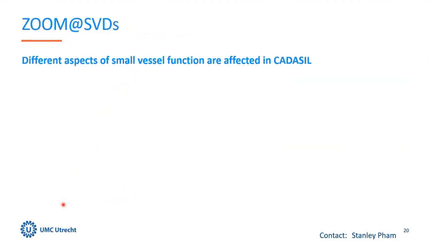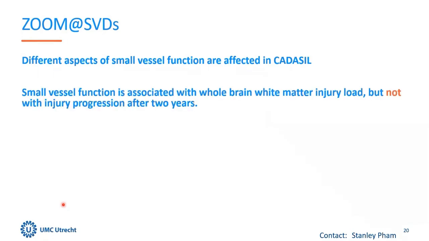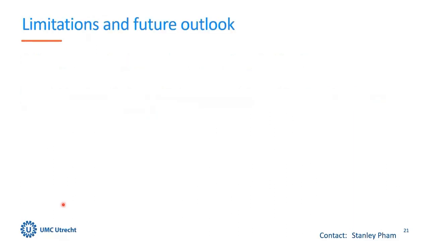To summarize, what we learned so far in the ZOOM study is that different aspects of small vessel function are affected in CADASIL. That we do know. We also know that small vessel function is associated with whole brain white matter injury, but only at baseline and not with injury progression after 2 years. However, that doesn't mean that the study is over, because there are some new aspects we can look into, future plans that we are working on right now.